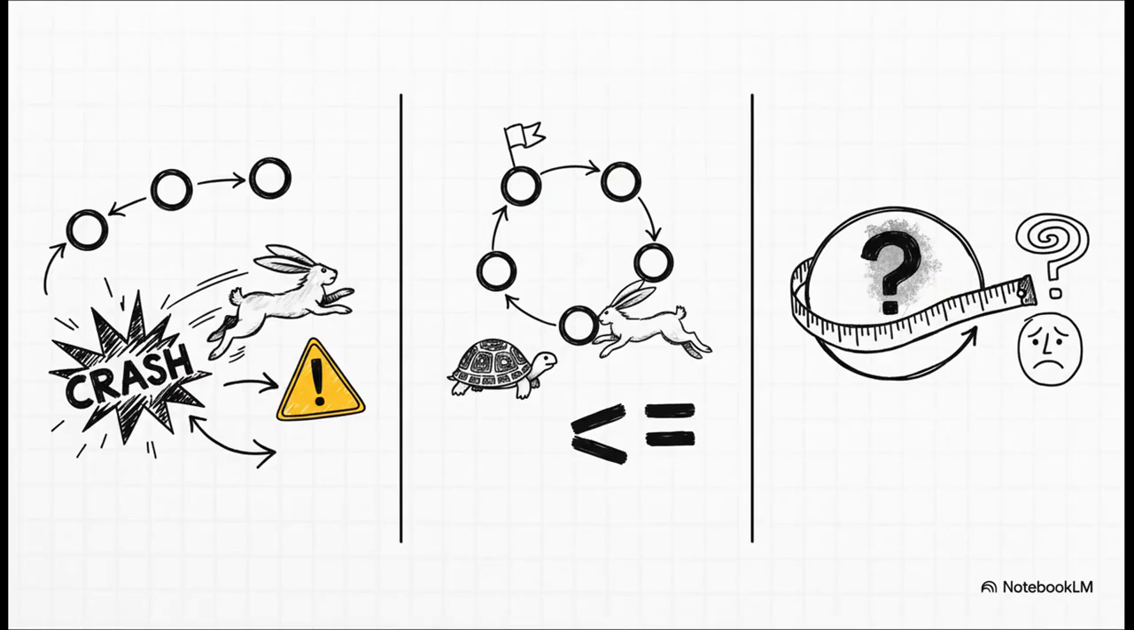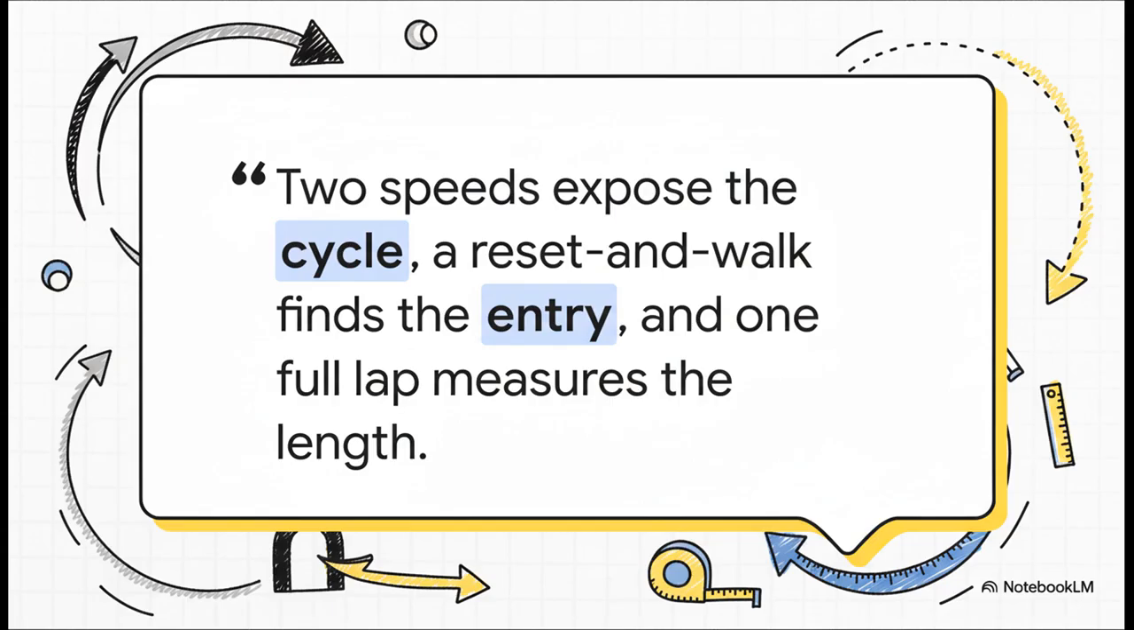Okay, pro tip time. If you're ever in an interview and this comes up, here are the traps you need to avoid. First, forgetting those null checks for the fast pointer. It's an easy mistake that will crash your code. Second, and this is the biggest one, assuming the first meeting point is the start of the cycle. It's not. That's what phase 2 is all about. And finally, just be careful with your counting logic so you don't have a silly off-by-1 error when you measure the length. So if you only remember one thing from all of this, let it be this. This one sentence sums up the entire algorithm perfectly. 2 speeds expose the cycle, a reset and walk finds the entry, and 1 full lap measures the length.